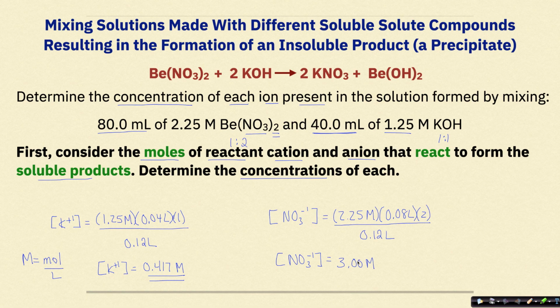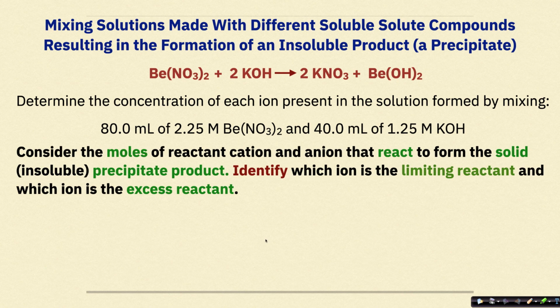And now I'm done with my soluble ions. Final answers right there, nothing more that I need to do. And frankly, we've already done this in a previous video, so this should not be new. This is a little new because in this case, we're going to consider the moles of the reactant cation and anion that react to form the solid or insoluble precipitate product. So that's the first thing we're going to do.